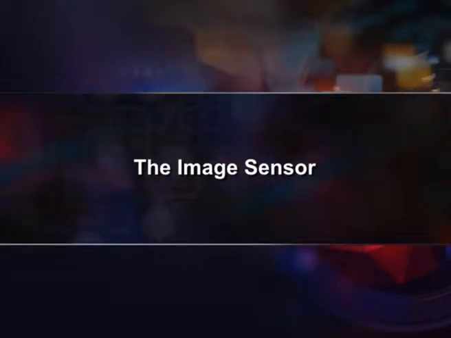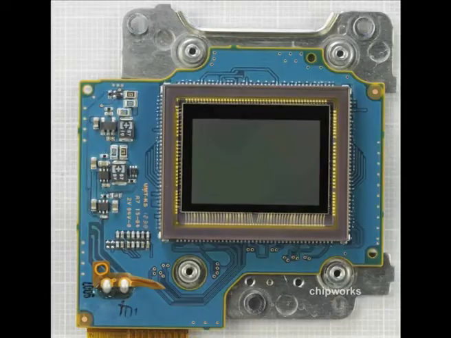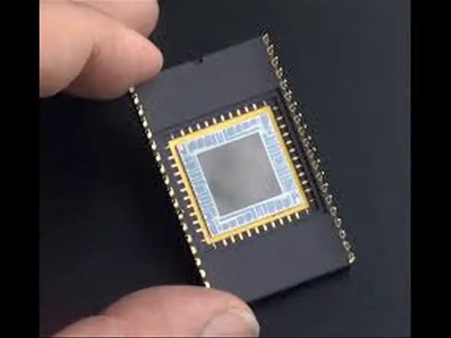The image sensor. The type of image sensor in a camera greatly affects the quality of the image in its resolution or definition, picture defects and limitations. Most video cameras today are fitted with charge coupled device or CCD image sensors. The CCD is small, compact, rugged and consumes a low amount of power.